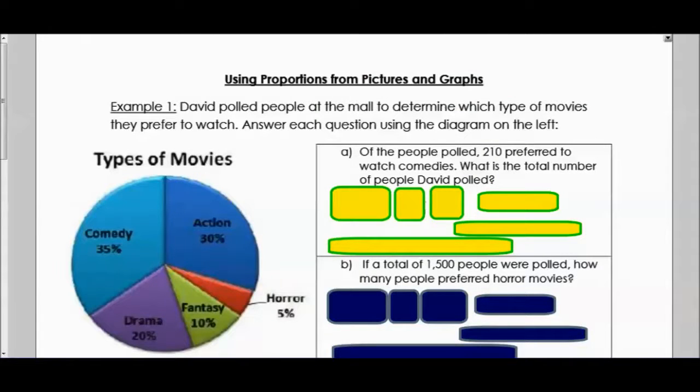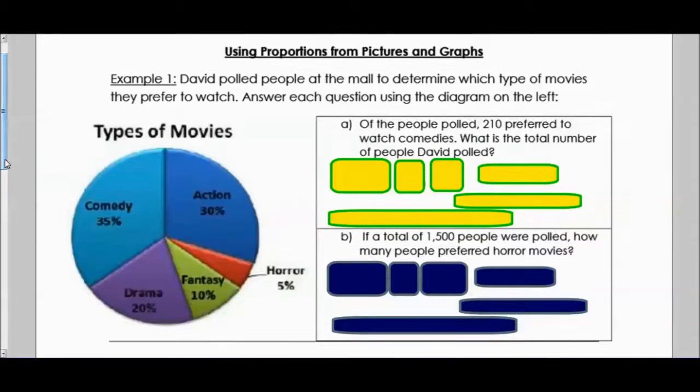Now we're going to be using proportions to solve problems involving pictures and graphs. So here we have a pie chart, and it's talking about David polling people at the mall to determine which type of movies they prefer to watch. So letter A says, of the people polled, 210 preferred to watch comedies. What is the total number of people David polled? So we're talking about this group, this 35% that liked comedies. There's 210 of those people, and we want to know what's the total number of people polled.